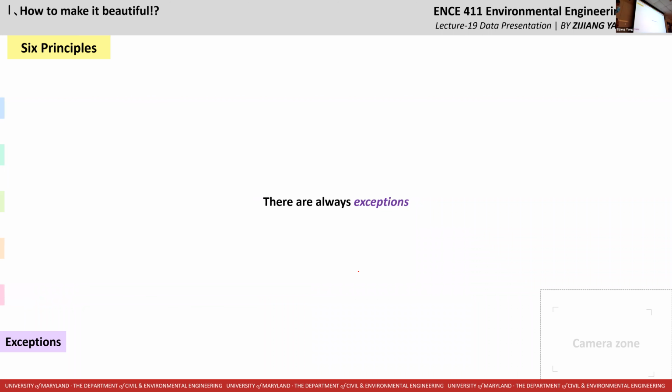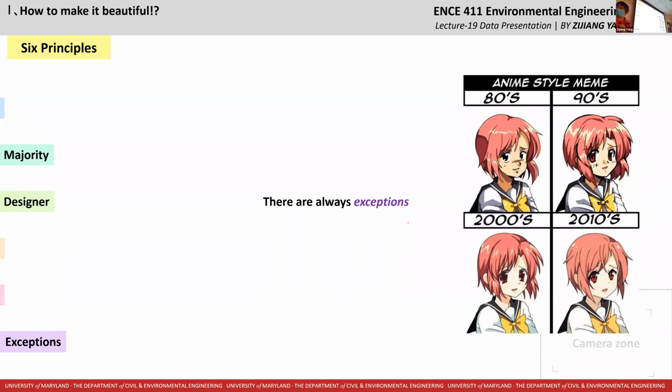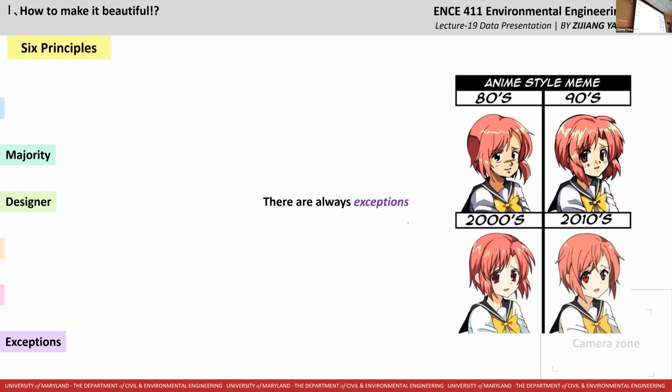Okay, the last principle is that there are always exceptions. As we mentioned, there are these five principles, but I would say they are not always true. We should be open-minded for new things, or we should be creative. And here's an example from my major.